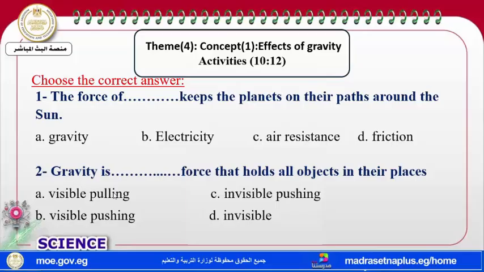The next one. Gravity is a visible pulling force. Gravity is not visible, but it's a pull force. Is it a visible push? We did that. It's not a visible force. Is it invisible? Yeah, it's invisible, but it's not a push. So we will choose what gravity is: an invisible force that holds all objects in their place.